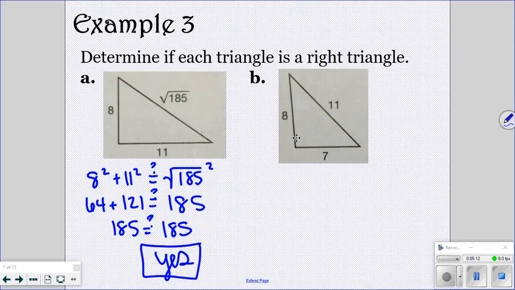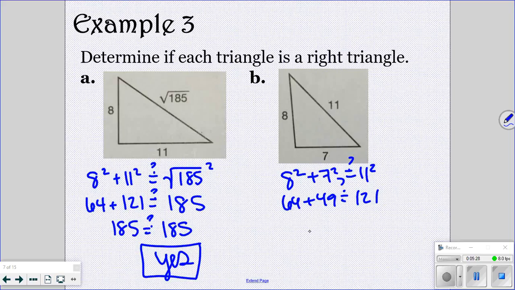Now, on this one, 11 is the bigger side, so we're going to say 8 squared plus 7 squared equals 11 squared. So 64 plus 49 equals 121. Do these work? 64 plus 49 is 113. Does that equal 121? No. So that's all you have to do to use your converse of the Pythagorean theorem.